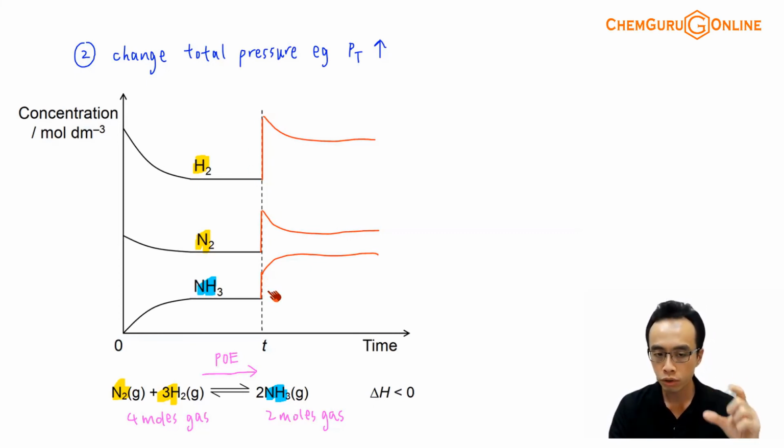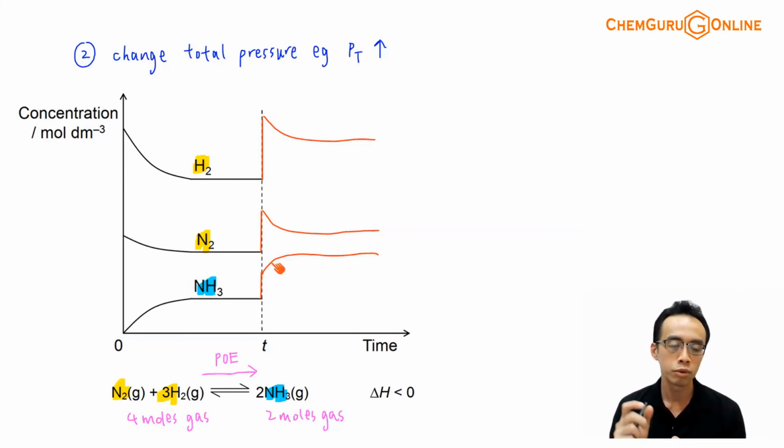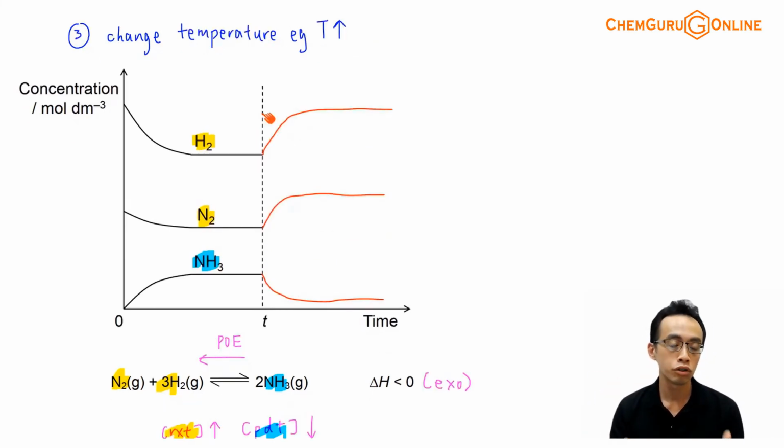So when the concentration for all species change sharply, then we know that this is because of a change in the total pressure by changing the volume of the container. Then finally, when I consider change in temperature for the third scenario, changing the temperature at t, there's no sharp change in the concentration of the species, but later the system will still respond. So when we see a graph which is something like this, at time t, there's no sharp change. We know that this is due to a change in temperature.